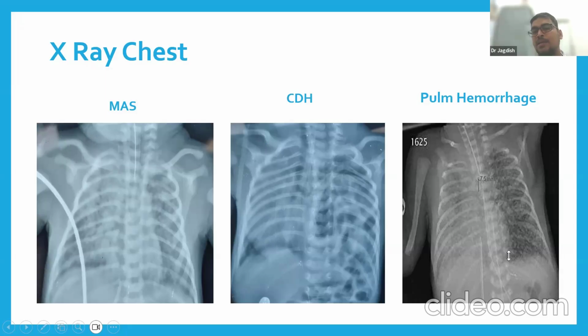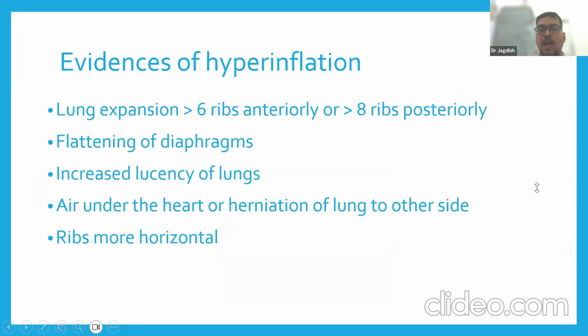In the last, in the right hand corner, you can see the pulmonary hemorrhage. Just see the reticulogranular pattern diffusely over both the lung fields. You can have an idea of the pulmonary hemorrhage.